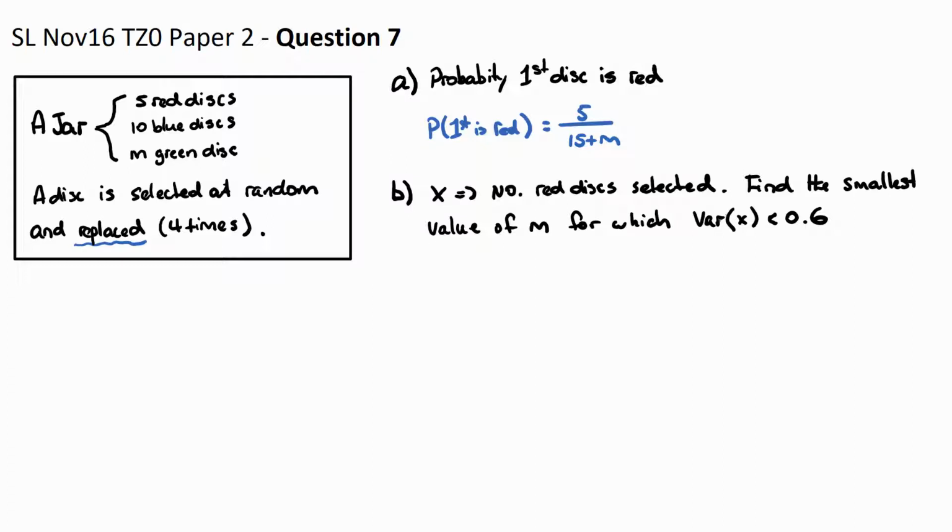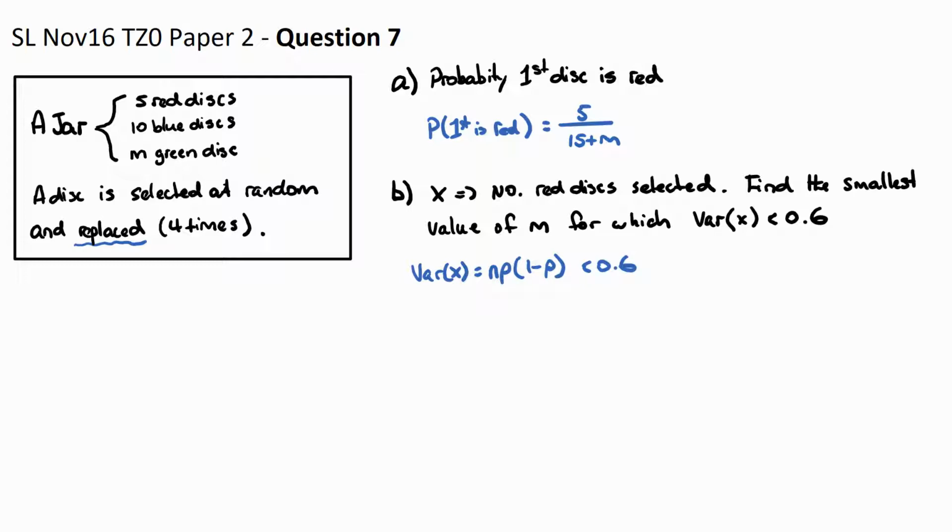We know the variance of a binomial distribution, which this is, because we were given a number of trials for a probability of selecting a red disc, which is 5 on 15 plus m, and they will always be the same because the discs are being replaced. The binomial distribution formula for variance, we can find in our formula booklet. It's np(1 - p). You might have seen this before as npq. q is just the opposite probability, so we can say it's just 1 minus p. So for our question, we want to know when this is less than 0.6.